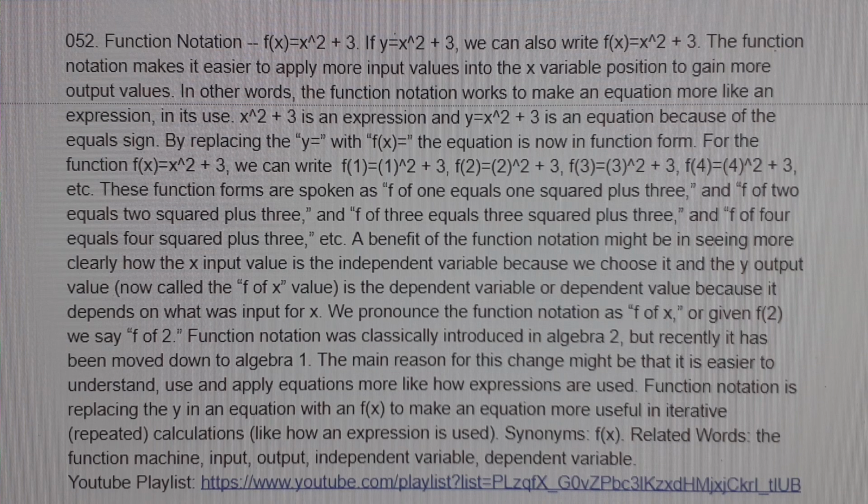Function notation is replacing the y in an equation with an f(x) to make an equation more useful in iterative (repeated) calculations, like how an expression is used. Synonyms: f(x). Related words: the function machine, input, output, independent variable, dependent variable.